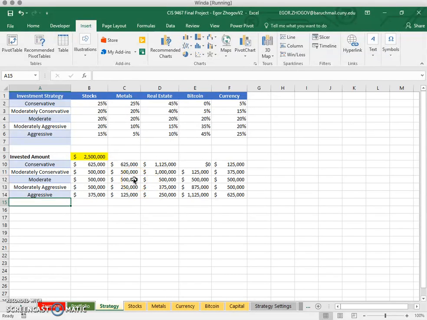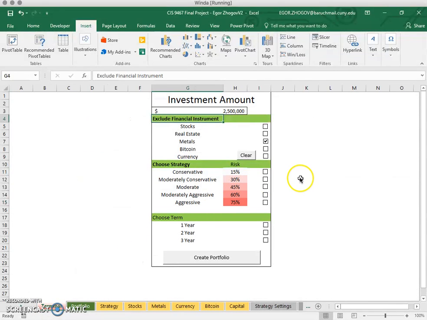The second table here is just a dollar representation of the percentages. Since we entered $2.5 million on the first page, this will show us how much will go into each section and populate it automatically. Now let's go back to the terminal page and finish setting it up. For the strategy, let's go with the moderate option.